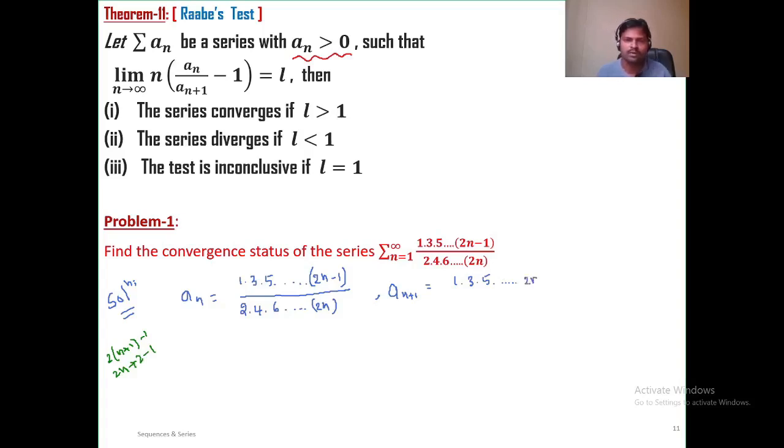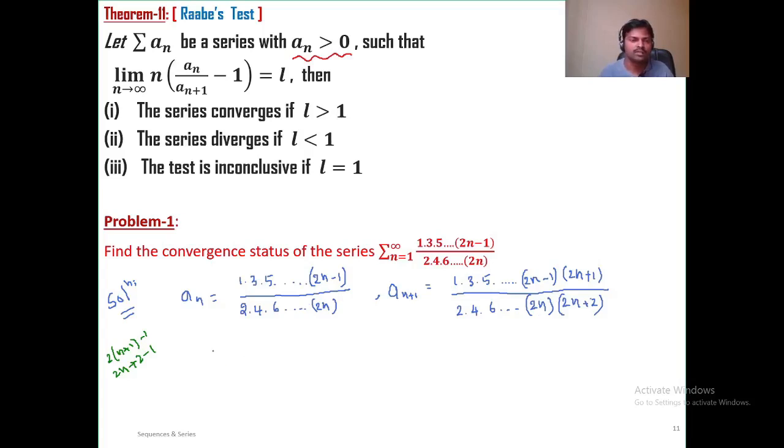2n minus 1, and the next term is 2n plus 1. So 2n plus 2, so 2n plus 1. Now the next term is divided by the denominator 2 into 4 into 6 up to so on 2n. Instead of n, you write n plus 1, then 2n plus 2. Simple. So 2 of n plus 1 means 2n plus 2. What is the before term? The before term is 2n.